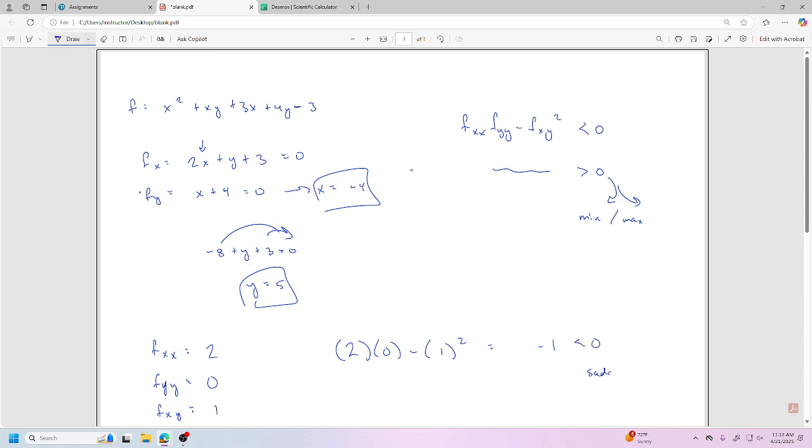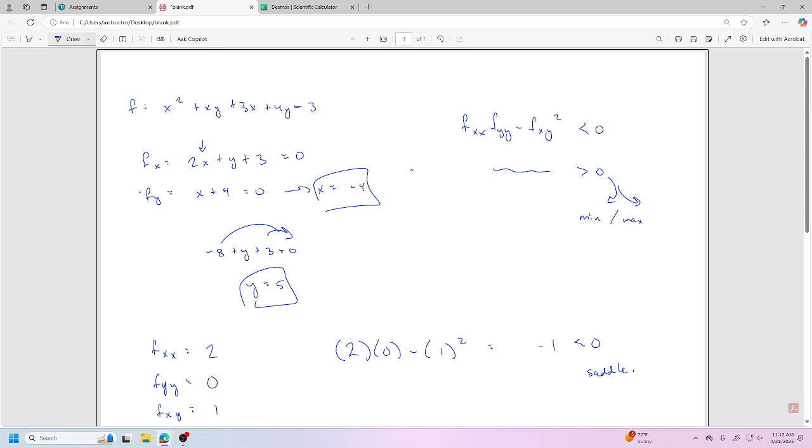So does that mean it's a saddle? I'm not going any further till I know. With this test, if 0 is greater than the number you get, it's always a saddle. If the number you get is greater than 0, it's a min or a maximum. So is this a saddle or not? This is a saddle. Okay. I'm trying to figure that out.